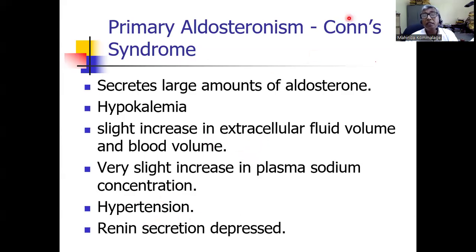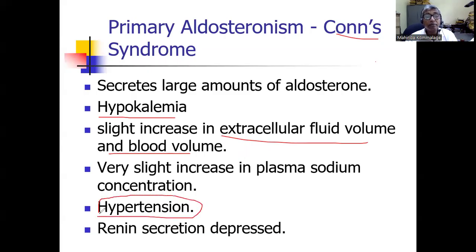So in Conn syndrome, hypokalemia, blood volume increase, excessive fluid volume, and hypertension will occur. A very slight increase of sodium concentration is possible, but hypertension is a marked feature because of the sodium and water retention. And of course, renin secretion is depressed in Conn syndrome. Those are the features of Conn syndrome.